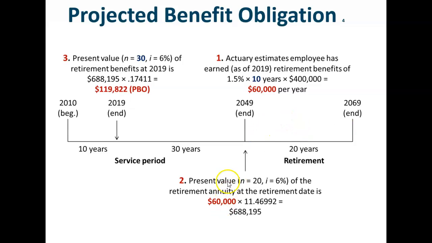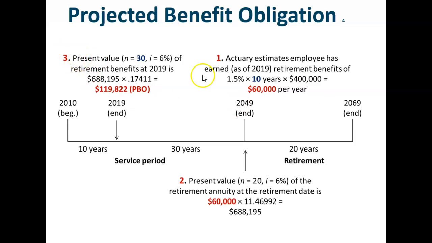Step 2. Find the present value of the retirement benefits as of the retirement date. This will be a present value of an ordinary annuity, where N equals 20, the number of years in the retirement period, I equals 6%. Looking at the PVA table, the factor is 11.46992. So 60,000 times 11.46992 equals $688,195.